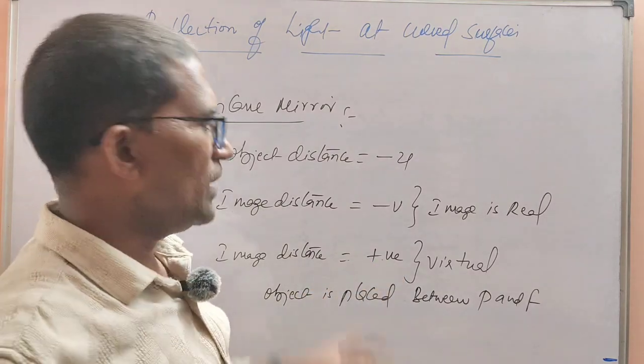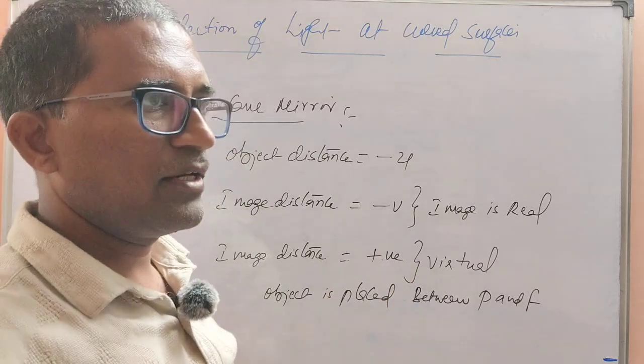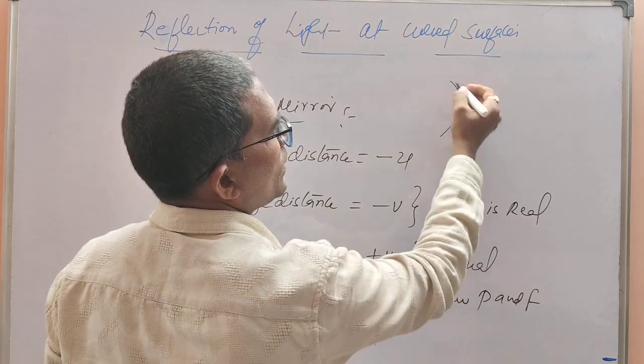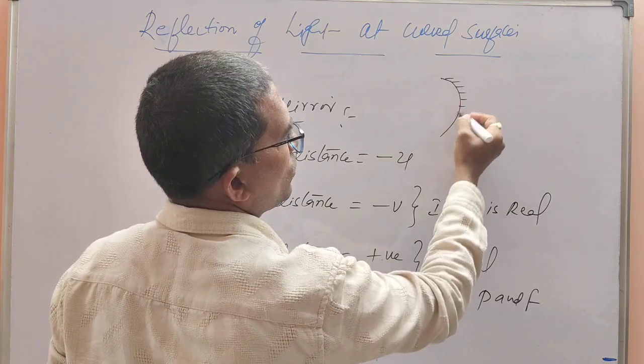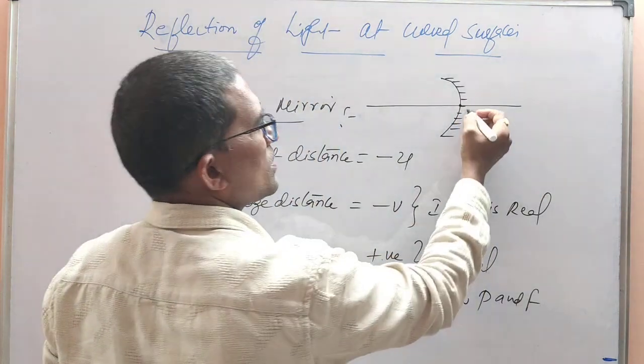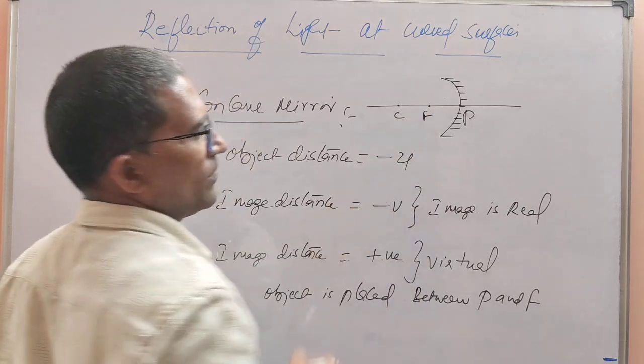Sir, we are unable to understand this one clearly. Can you show in a diagrammatic way how it is? So for a concave mirror, if this is a concave mirror, this is the symbol, and here this is the pole of the mirror, as usual this is the focus, and this is the center of curvature.